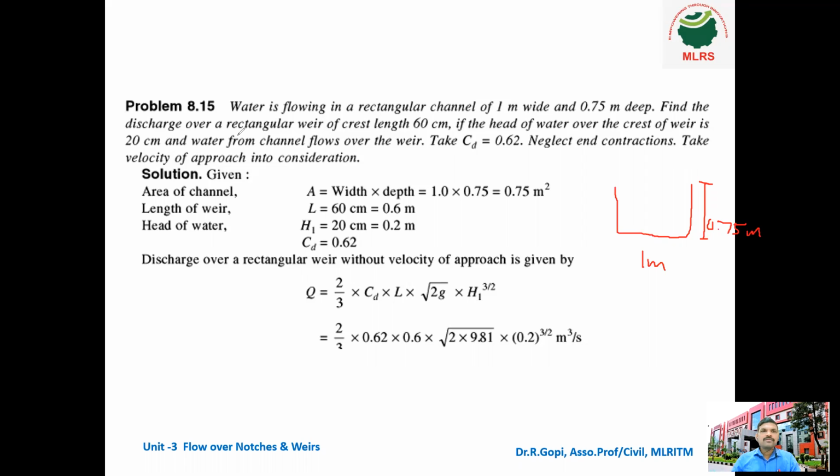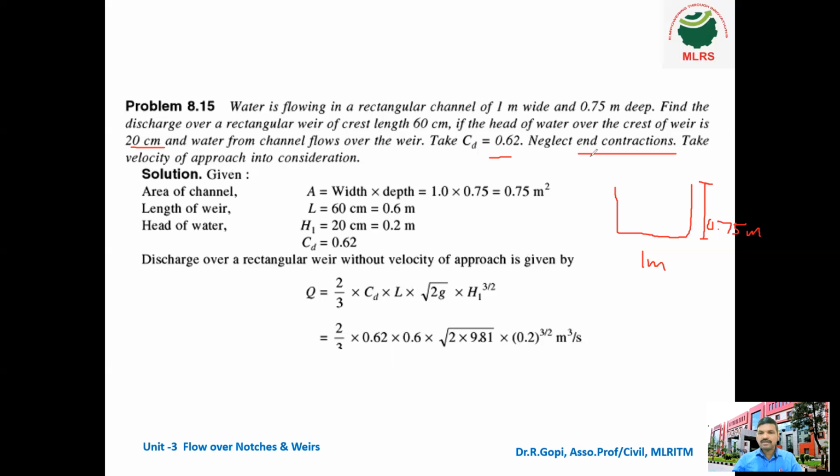Find the discharge over a rectangular weir of crest length 60 centimeter, which converted into meter is 0.6 meter, if the head of water over the crest of the weir is 20 centimeter and water from the channel flows over the weir. Take Cd equal to 0.62. Neglect end contractions. Take velocity of approach into consideration. What is meant by end contraction? No end contraction means the channel width is the same as the weir width.